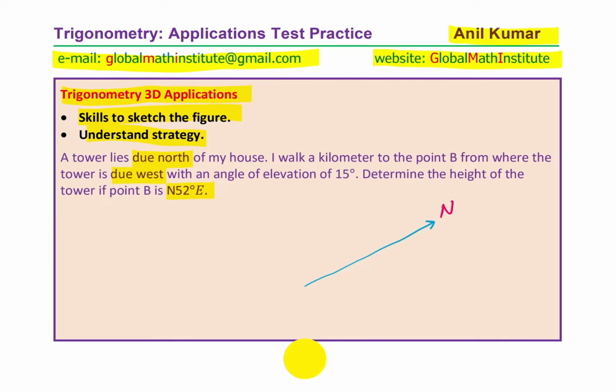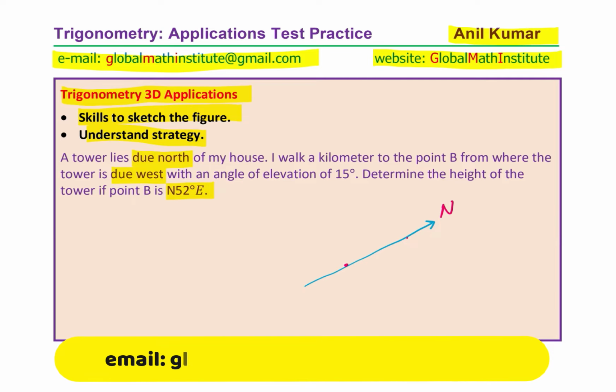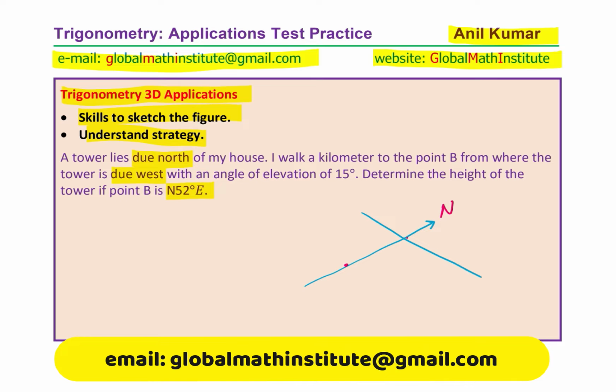Now it says the tower lies due north of my house. That means I'm somewhere here, right? So the tower will be, let's say, somewhere there. Correct? You get the idea. I walk a kilometer to a point B from where the tower is due west. So the point is on a line from where the tower is west, and that line we can draw kind of like this. Do you see that? It's like a corner of your room where the height of the tower will be shown like this. You get the idea. So the height of the tower is this. So that is the tower.